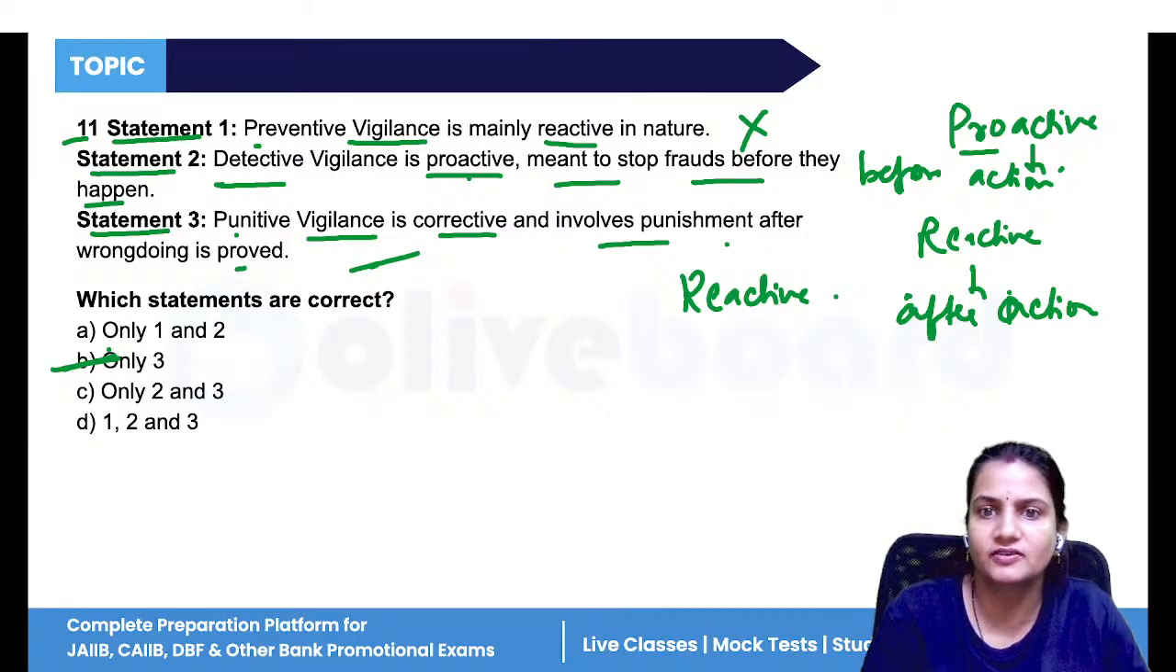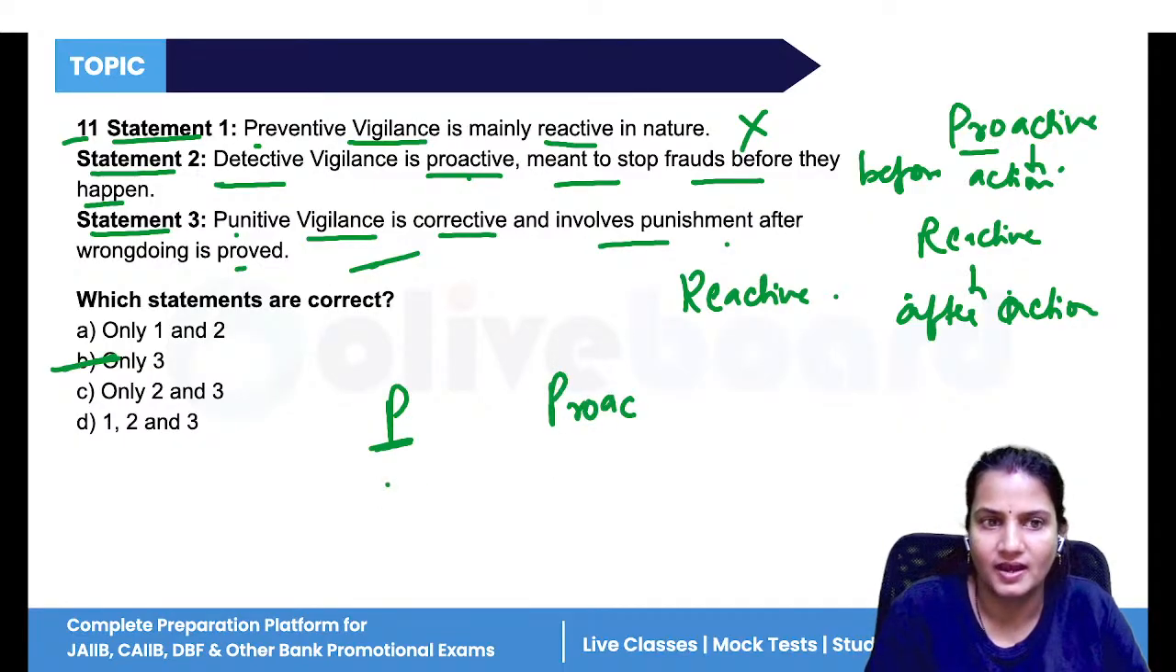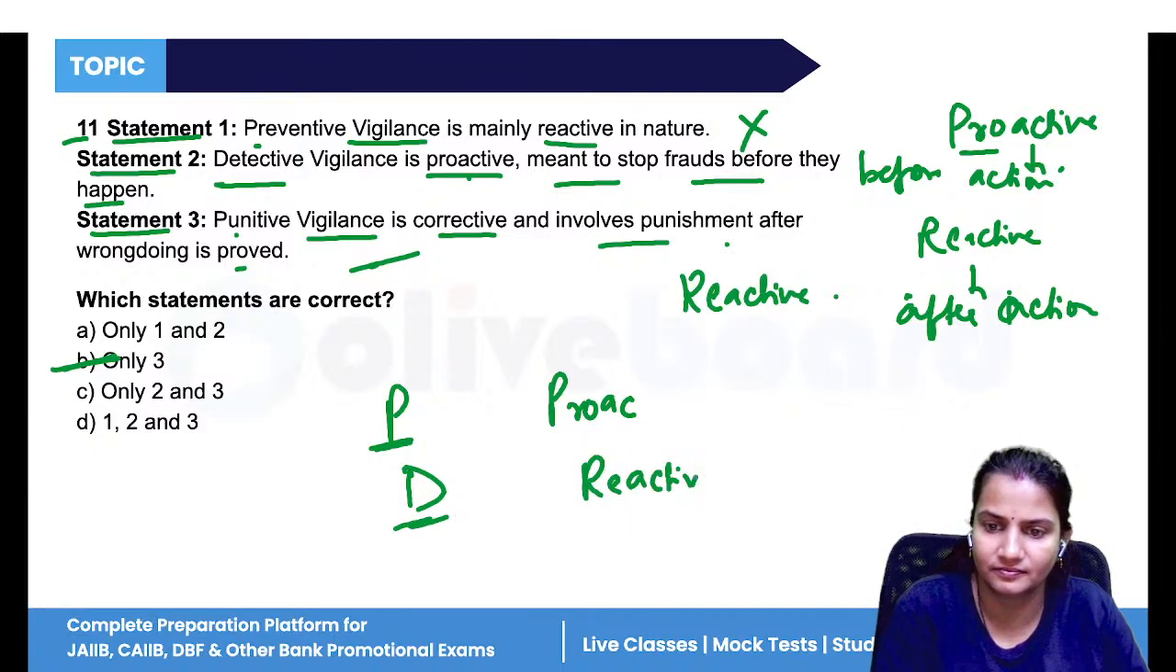So preventive is proactive, detective is, see, P stands for preventive, pre stands for proactive, and the rest is detective, so reactive.